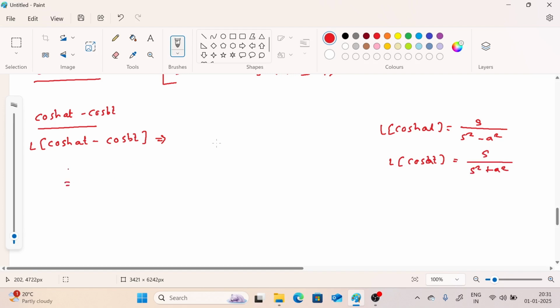It is equal to Laplace cos hyperbolic at minus Laplace cos bt. So for cos hyperbolic at we have the standard formula, s upon s square minus a square, minus cos bt, s upon s square plus b square, because here the constant is now b.